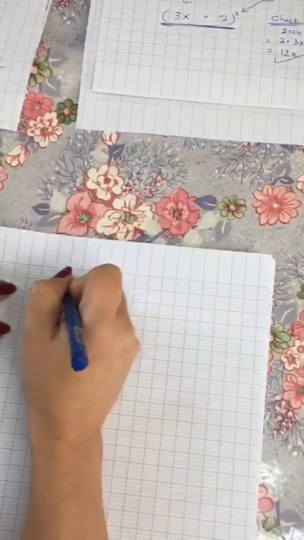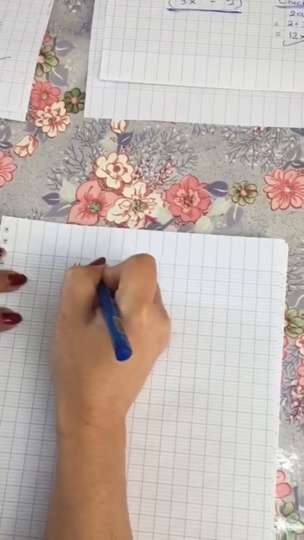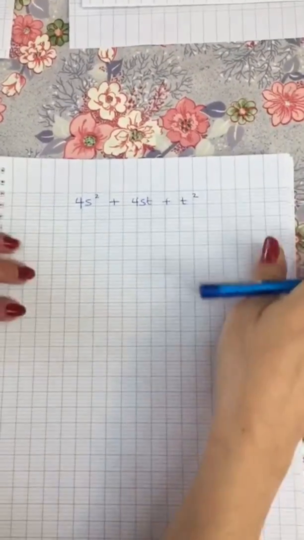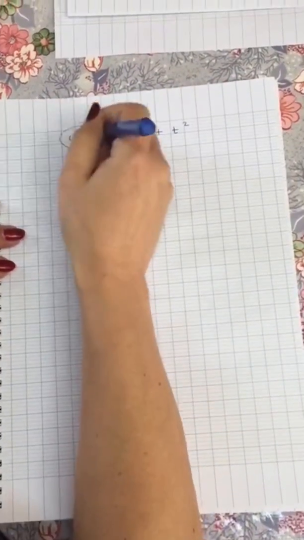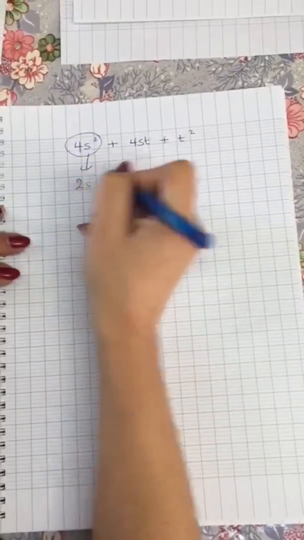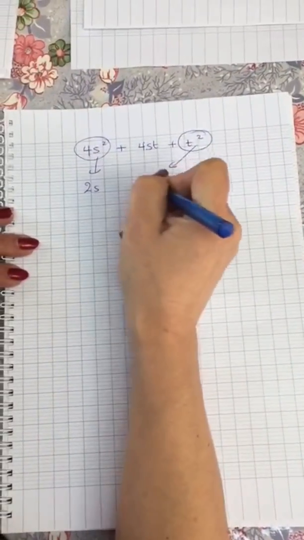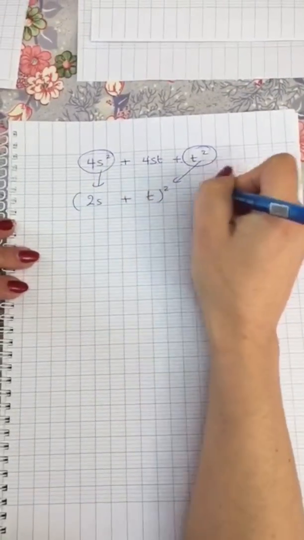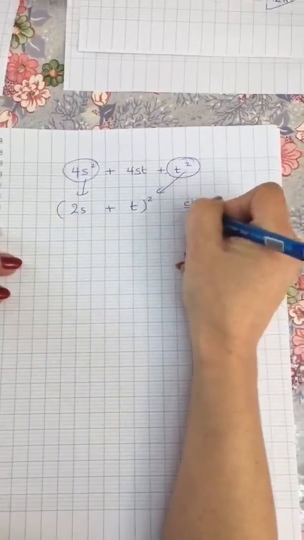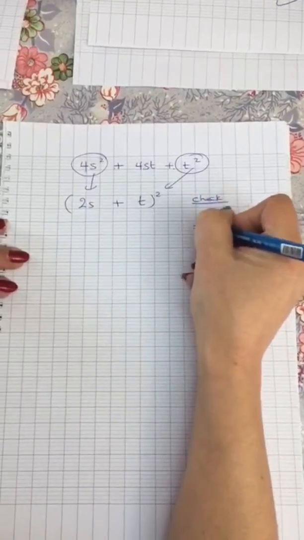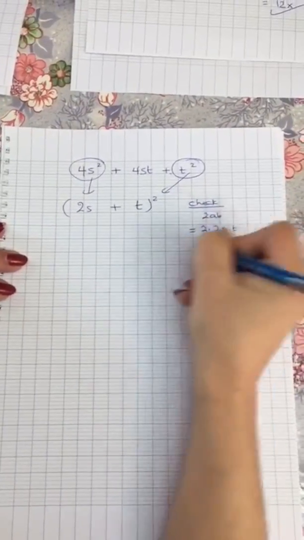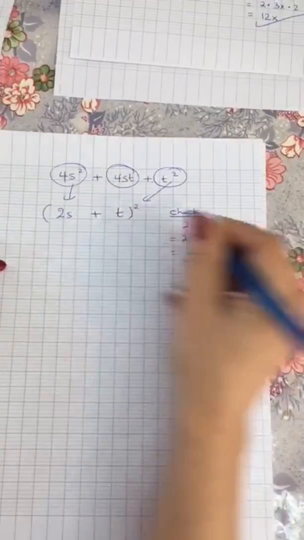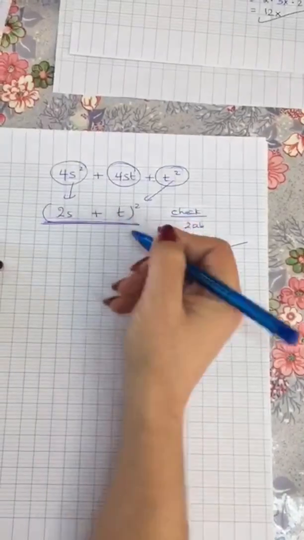Looking at the third example, 4s² plus 4st plus t to the second. Again, can I radicalize 4s²? Yes, I can. Can I radicalize t²? Yes, I can. A plus and a plus give me a plus. This is my answer, but how do I make sure? I check. Is it 2ab in the middle? It's 2 times 2s times t, which is 4st. Yes, it's there. So yes, this is my correct answer, (2s plus t) to the second power.